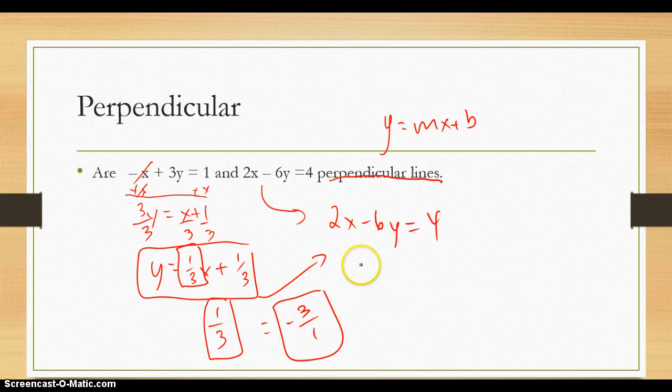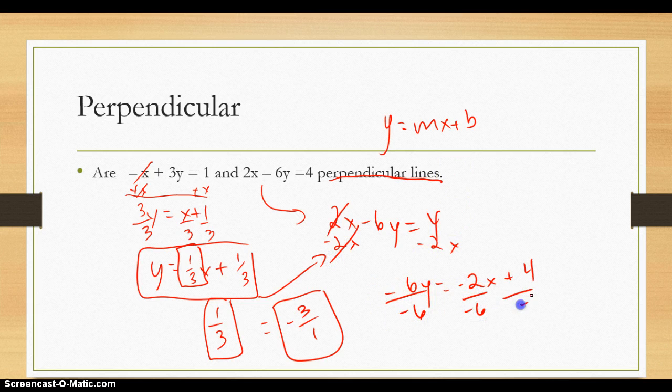So we're going to subtract 2x over. So we get -6y equals -2x plus 4, divided by -6. We know that this is y equals 1/3 x minus 2/3. I reduced 4/6.